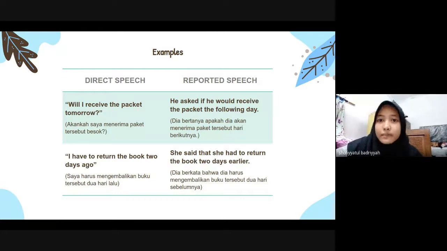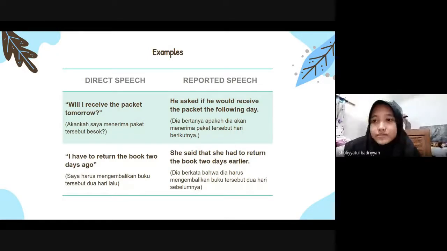Okay, for the example, in direct speech, the sentence is, "Will I receive the packet tomorrow?" Akankah saya menerima paket tersebut besok? In reported speech, the sentence would be, "He asks if he will receive the packet the following day." Atau dia bertanya apakah dia akan menerima paket tersebut pada hari berikutnya.